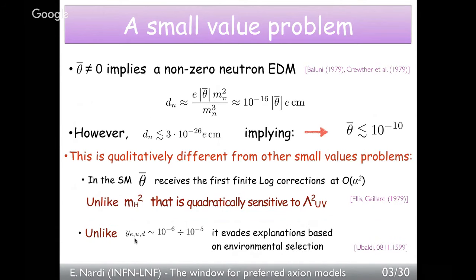Unlike the Yukawa couplings of the first generation, which are also small, even if not as small as theta, but certainly not of order one, theta bar evades explanation based on environmental selection. So you cannot appeal to the idea that if it were not so small, the universe would look so different from what we know. And I mentioned this paper from Lorenzo Ubaldi, where this argument was explored in some depth. So you see, it makes sense to study the issue of strong CP violation independently of other small number problems.